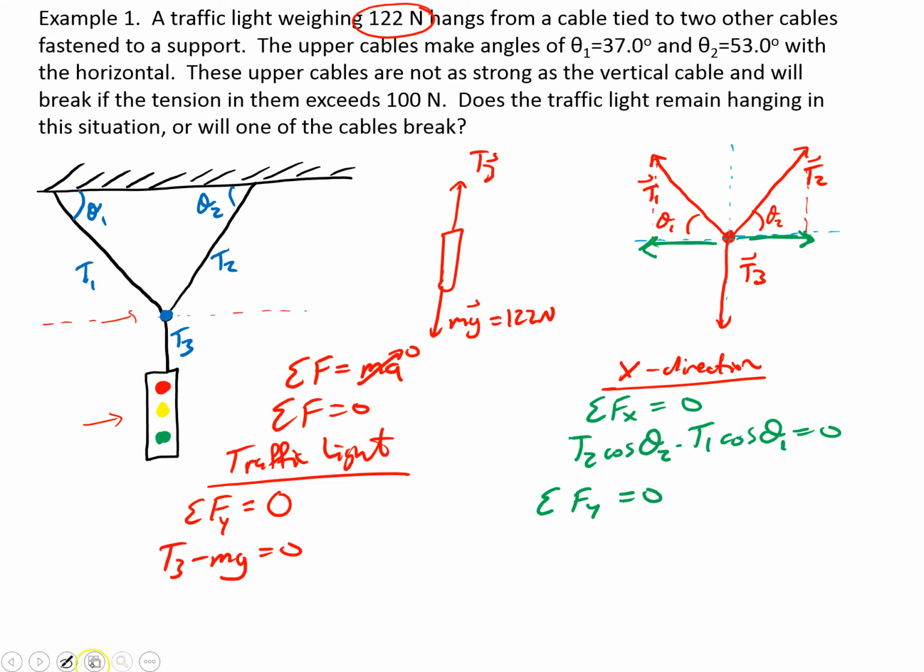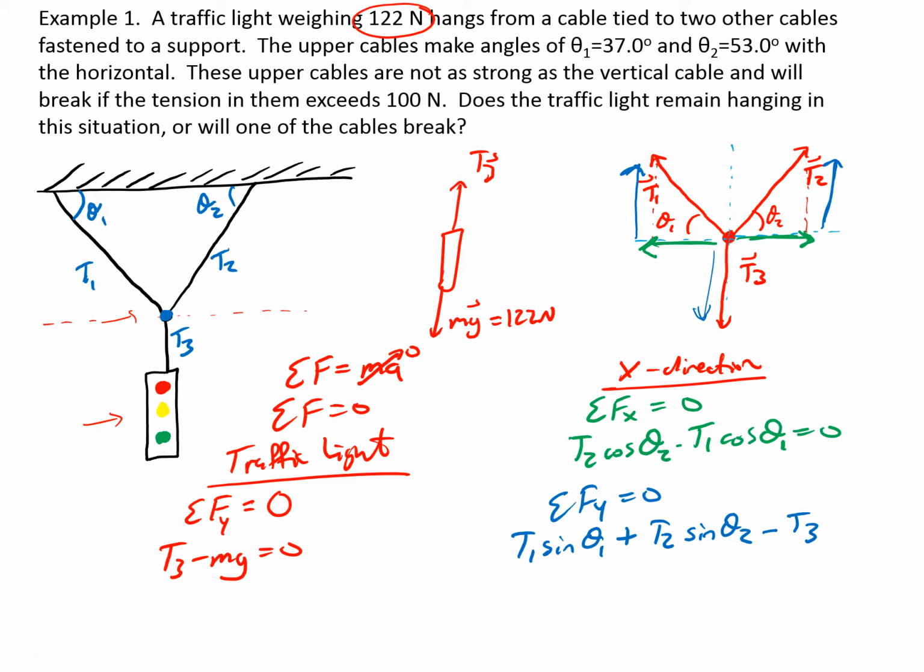And we see that, let me use a different color for the y direction. So the y component is going to be this here, and your T3 down in that direction. Okay, so to get this y component, we're just going to use T1 sine theta. So if we do the summation of forces is equal to 0, everything up is going to be positive, everything down is going to be negative. So we have T1 sine theta 1. And then we add T2 sine theta 2. And then we subtract T3, right? Because T3 is going down.